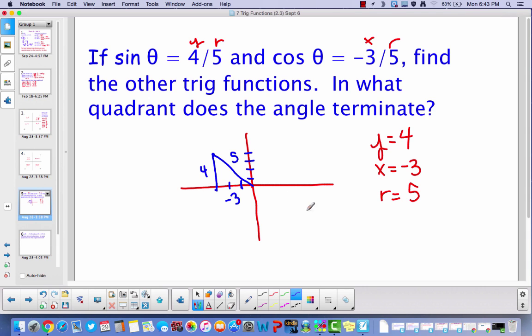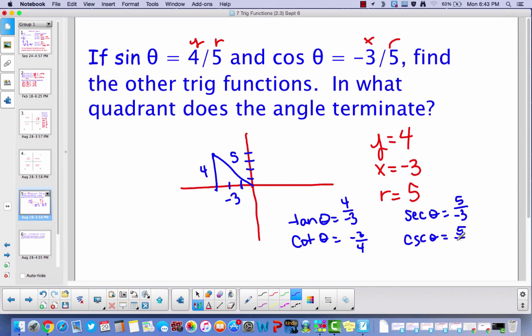So now we need to figure out what are the other trig functions. We know sine, we know cosine. Tangent is y over x, so that's 4 over -3. Cotangent is the reciprocal of that, so 1 over 4 over -3 is simply -3 over 4. Secant is the reciprocal of cosine, so it is 5 over -3. And cosecant is the reciprocal of sine, so it is 5 over 4.